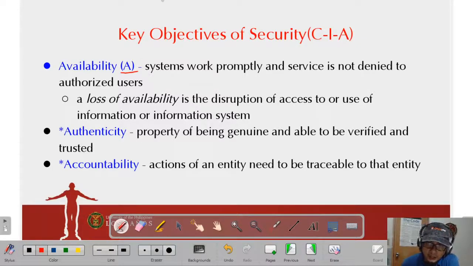Now, in addition to the standard CIA, in computer security we also consider authenticity. Authenticity would mean the property of being genuine and able to be verified and trusted.